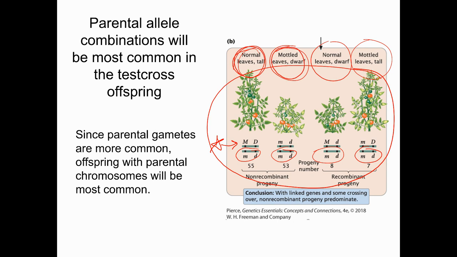If the plant got a big M from that parent, then they have the normal leaves. If they got a big D from that parent, they're tall, because this chromosome here from the recessive parent doesn't contribute any change to the phenotype. So we focus on the chromosome that came from the heterozygous parent.